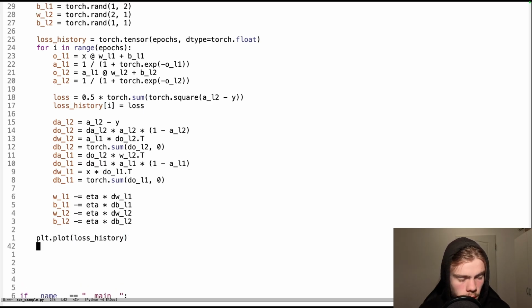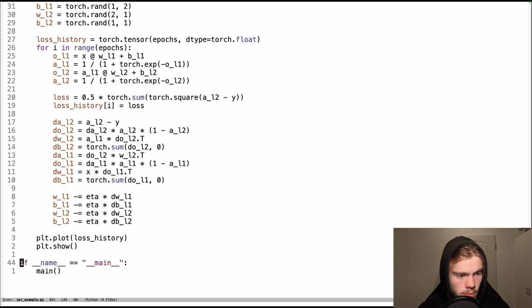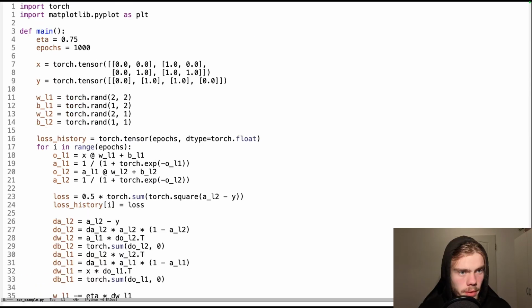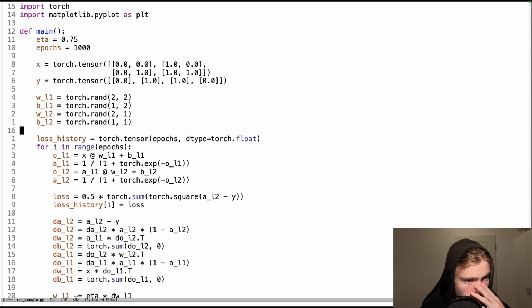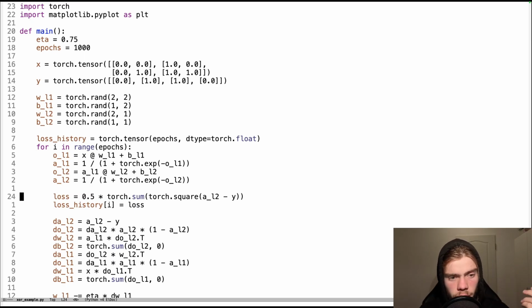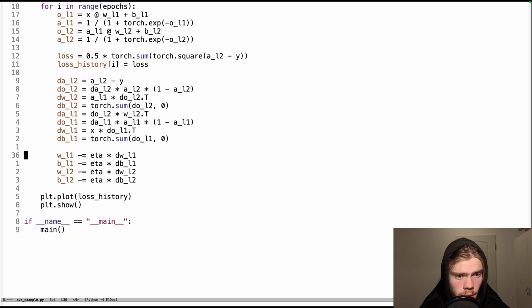That plot won't be very nice, but for the sake of visualizing just the progress, it will be fine. I promise you. So let's revisit that. We have to define our input, we have to define the desired output, we have to define our network as weight matrices and bias vectors. We have a loss history, and then we defined epochs, so the number of iterations we have to go through. We have a forward pass, we calculate the loss, we do all of the partial derivative calculations, and in the end, we update all of the weights and biases.